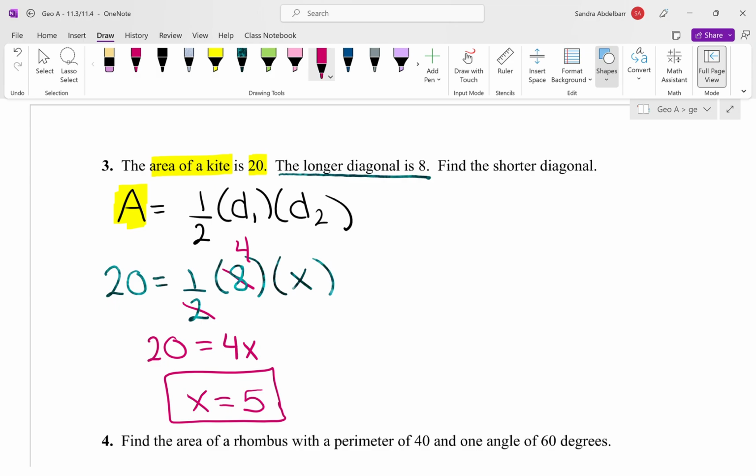All right, 2 more problems. Yes. We're going to do it now. Are you ready? All right, are we all ready?